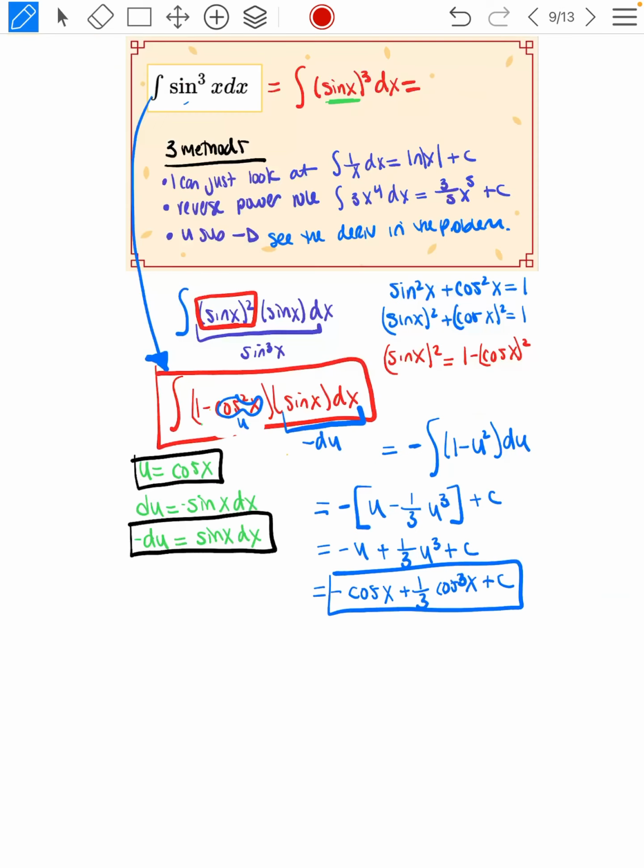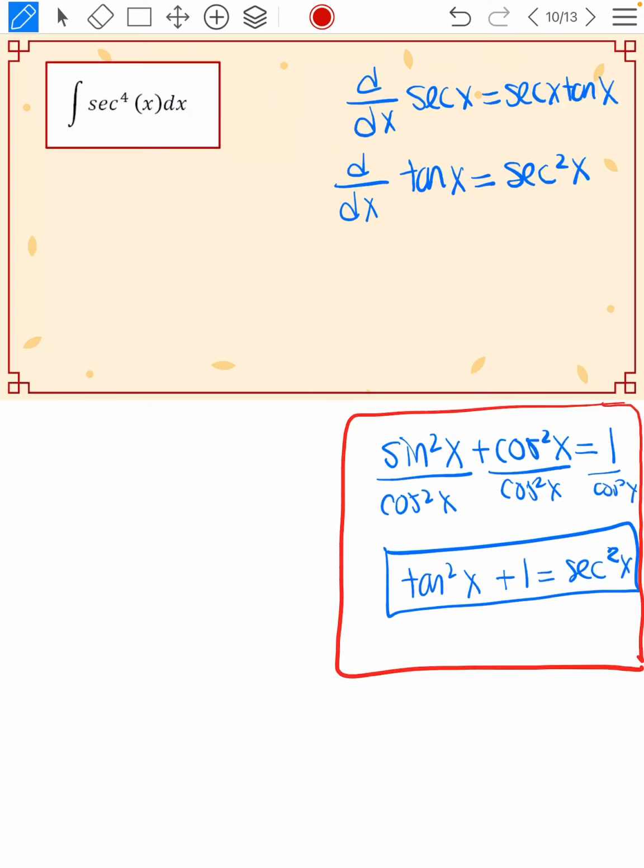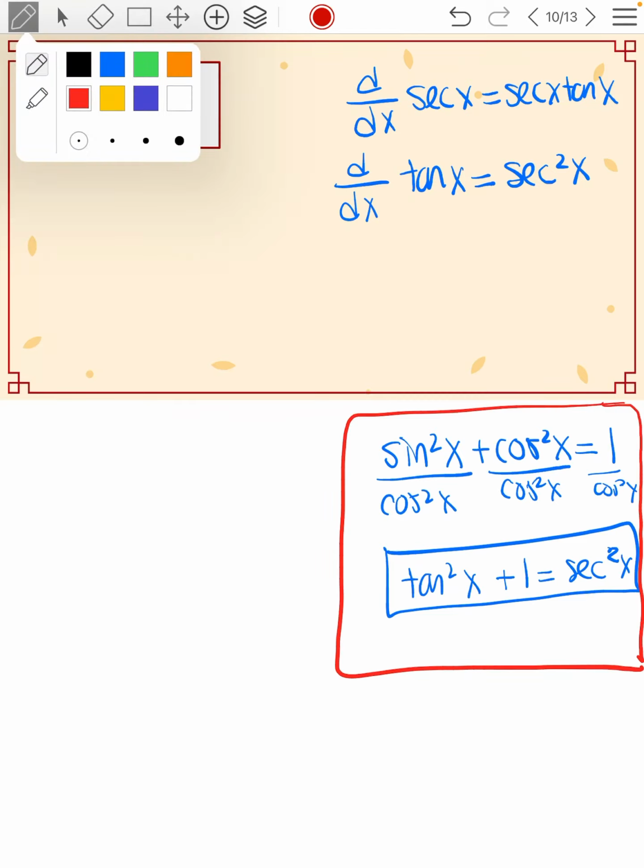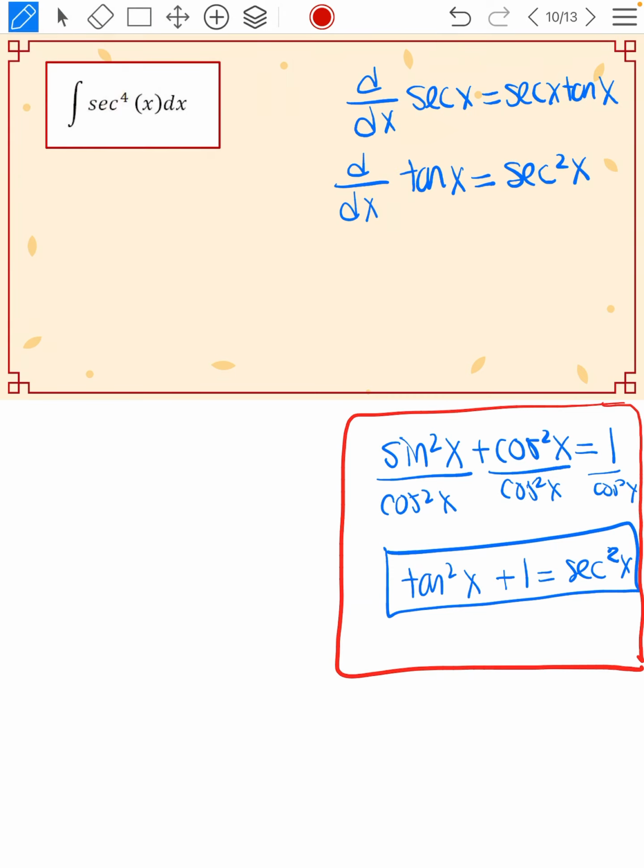So I'm going to go back here, and maybe you could freeze your screen at this point if you need, or pause me. And why don't you give a shot at secant to the fourth x dx? What is the antiderivative of that? When you're ready, hit play, and I'm going to start talking through it.